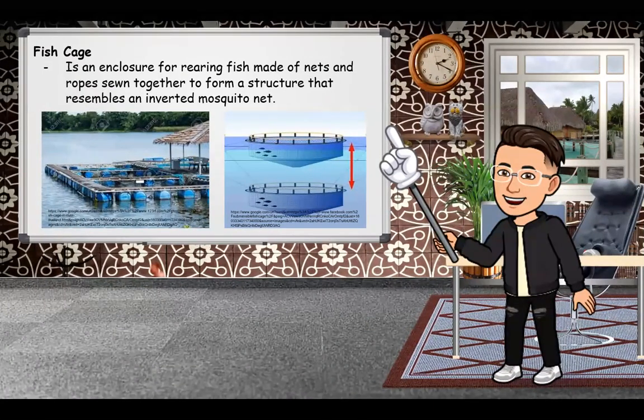So one of the aquaculture facilities is what we call fish cage. A fish cage is an enclosure for rearing fish made of nets and ropes sewn together to form a structure that resembles an inverted mosquito net. It is constructed in a body of water using frames made of wooden or bamboo poles, galvanized iron, what we call GI, or polyvinyl chloride or PVC pipes, and provided with mooring lines, anchors, and flotation.